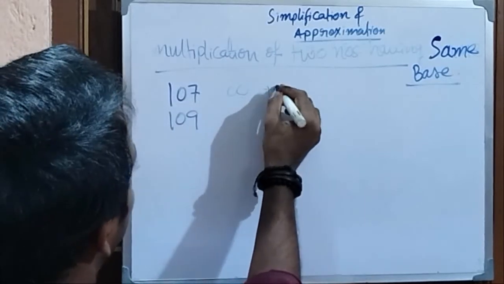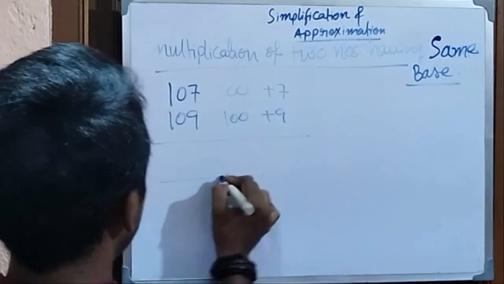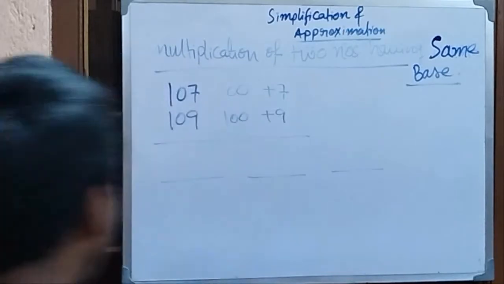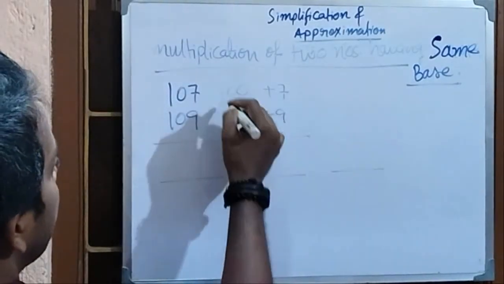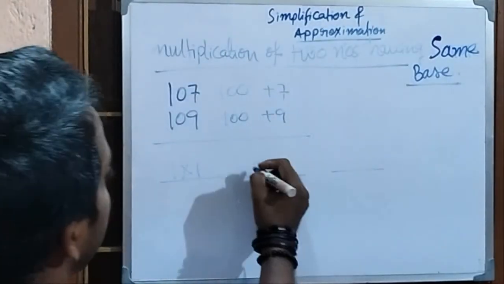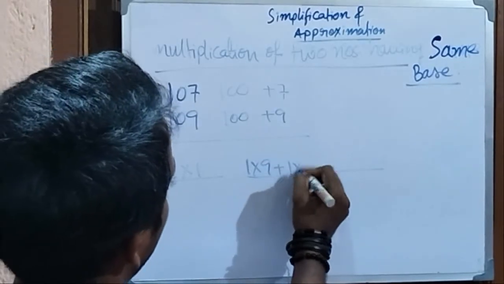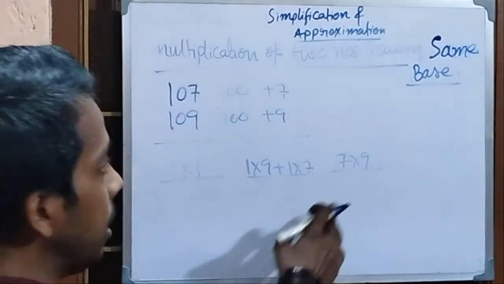100 plus 7, 100 plus 9. Can you tell me what the three boxes would be? We have done the different base problem, na? So again, these two bases: 1 into 1 comes in, right? Then 1 into 9 plus 1 into 7, and this part 7 into 9. Isn't it easy? Definitely, it is easy, na?